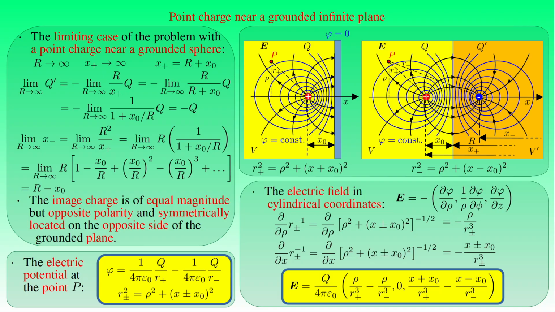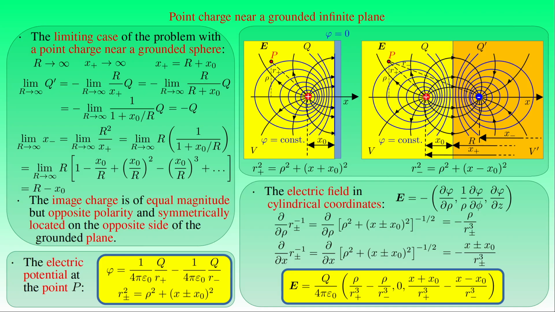The radial component of the vector is equal to the difference between the distance ρ of the point P from the symmetry axis over the cube of the distance r sub plus between the point P and the point charge q, and ρ over the cube of the distance r sub minus of the point P from the image charge q'. The azimuthal component of the field vanishes due to its axial symmetry, whereas its vertical component is given by the difference between x plus x0 over the cube of r sub plus, and x minus x0 over the cube of r sub minus.